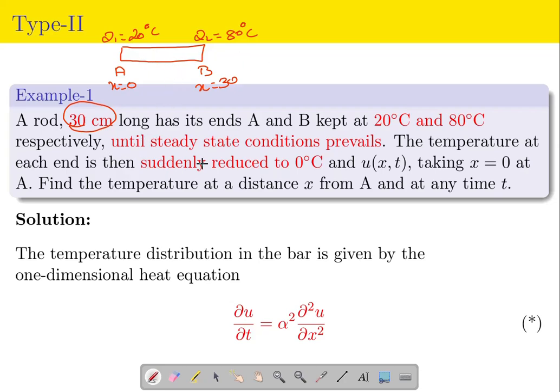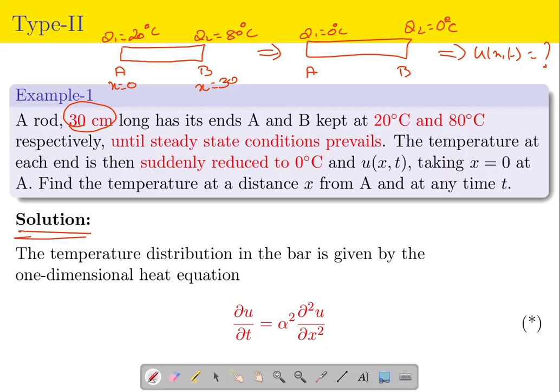Until the steady state condition prevails, the temperature at each end is suddenly reduced to 0. So after some time, both the ends are reduced to 0, that is, theta 1 is equal to 0 degrees Celsius and theta 2 is equal to 0 degrees Celsius. So both the ends suddenly reduce to this case. Take x is equal to 0 at A. Find the temperature at a distance x from A at any time t. So we have to find what u of x comma t is in this situation.